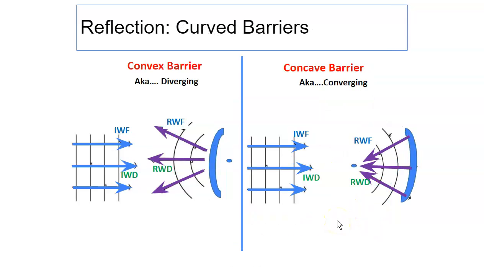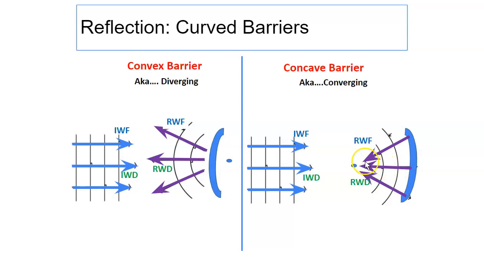All right, now let's look at reflection off a curved barrier. Notice this is convex. When this wave comes in, it bounces back and it takes on the shape of this barrier. These waves are now convex, or they diverge. They go apart from one another. This is diverging waves.